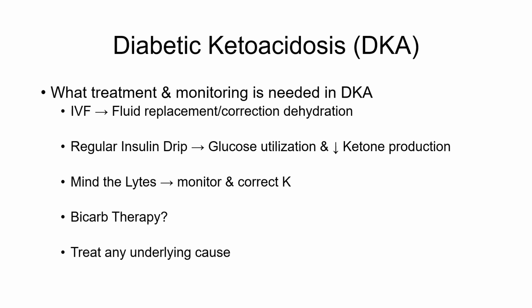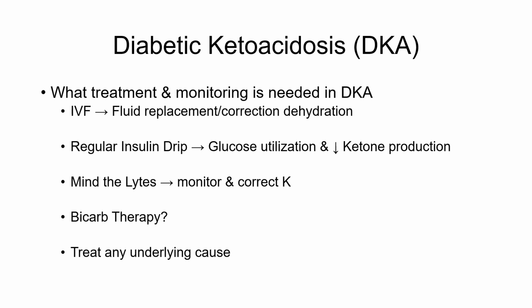And then treating the underlying cause. This is probably one of the most important aspects of this. If it's medical noncompliance, you're going to want to talk to the patient about why that is. Do they need further education and instruction about insulin therapy? Is there an insurance issue about why they're not able to afford their medications? Do they need somebody else set up at home to come in and monitor them to make sure that they're not slipping up and they're taking their medications as needed?